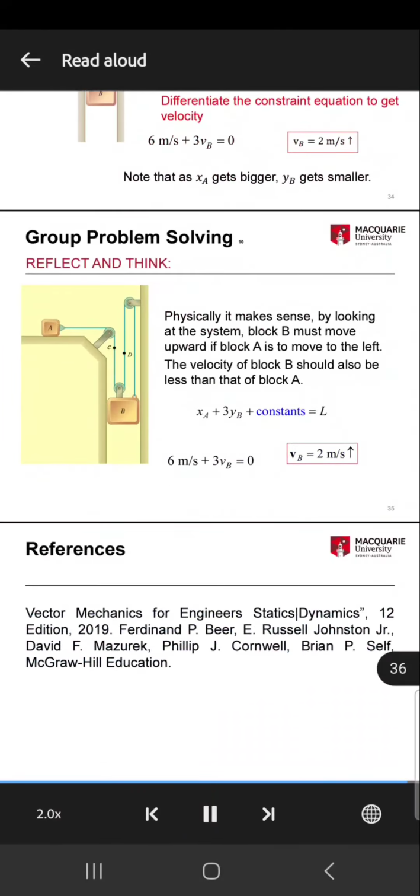Group problem solving 10. Block A lies on a horizontal surface, while block B moves up and down. A rope on the right side passes over a stationary pulley, passes through a pulley attached to block B, up to a stationary pulley, and back down to be attached to B again. Reflecting: block A lies on a horizontal surface, while block B moves up and down.